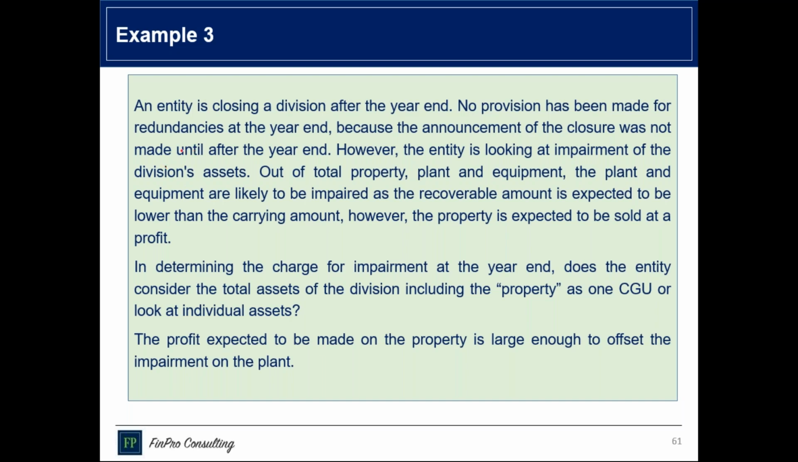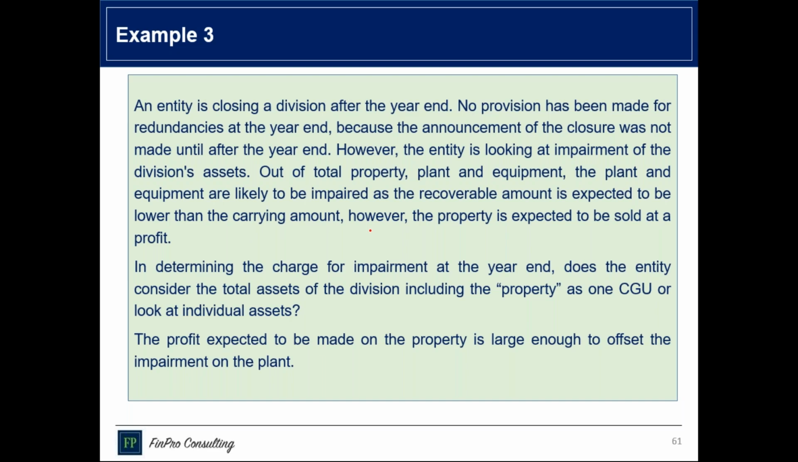Then the third example. An entity is closing a division after the year end. No provision has been made for redundancies at the year end because the announcement of the closure was not made until the end of the year. However, the entity is looking at the impairment of the division's assets. Out of the total property, plant and equipment, the plant and equipment are likely to be impaired as the recoverable amount is expected to be lower than the carrying amount.